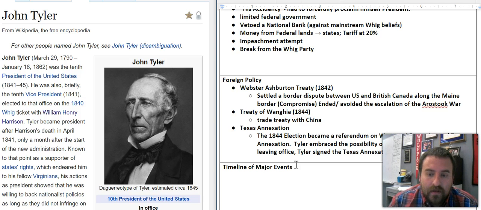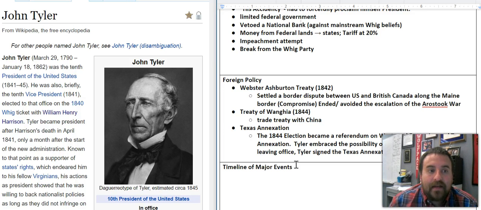The Treaty of Wanghia, 1844, we're opening China to our traders. So that's going to pay economic dividends to us. And that's always a good thing. The Texas Annexation, 1844, that election is going to become a referendum on westward expansion and Texas annexation.